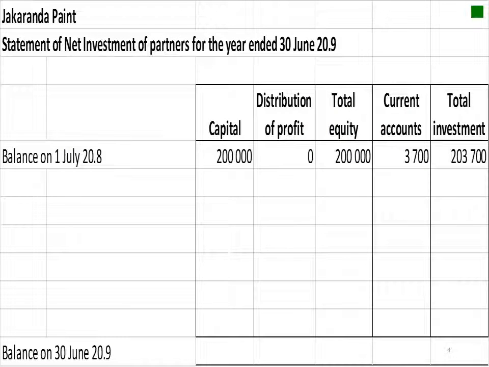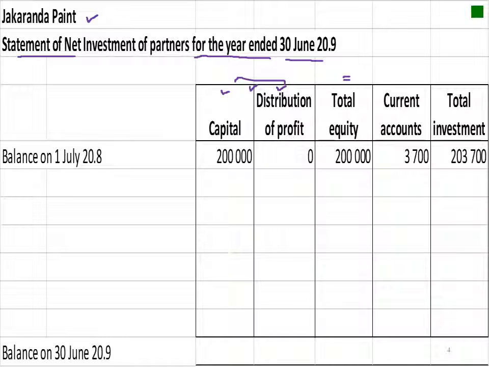So the first thing we put into the statement of net investments, please make sure you know the format. You write the heading, the name of the business, and then you write statement of net investment of partners for the year ended. That's important, and you put the year end date. You will have columns for capital, distribution of profit. In this question, there is no asset replacement reserve or revaluation reserve. If there was, you would have a column for that here as well. These two will equal the total equity column.